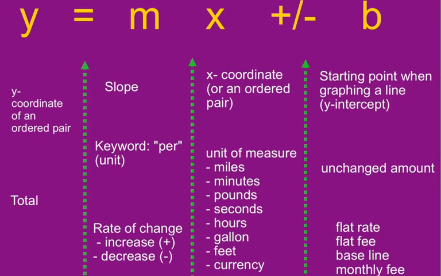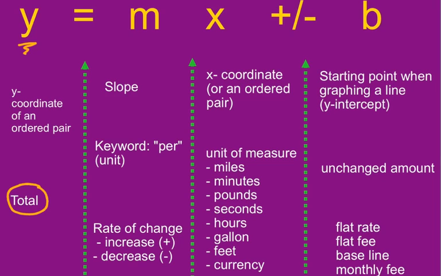Before we begin, I have some keywords that you definitely need to write down. So we know that the slope-intercept form is y equals mx plus b, or it could be minus b. Y is the y-coordinate of an ordered pair. We can find this in a word problem by looking for the total.